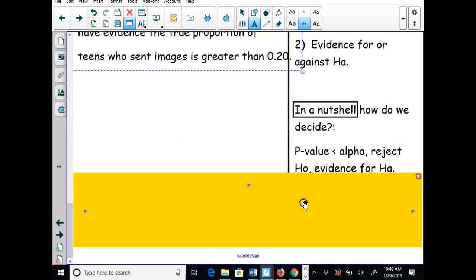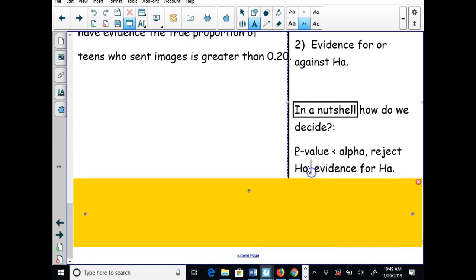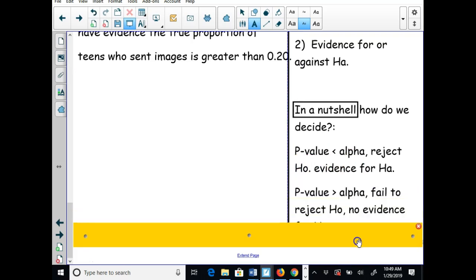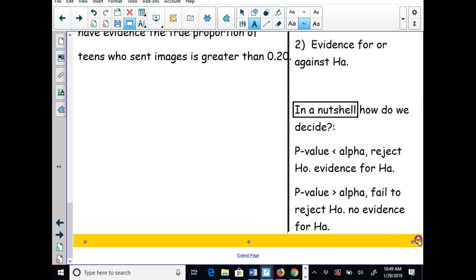In a nutshell, how do we decide? Again, we wrote this down already, but if our p-value is less than alpha, we reject our null hypothesis. That's our first sentence right there. We have evidence then for HA. If our p-value is greater than alpha, we fail to reject our null hypothesis, and we have no evidence for HA.